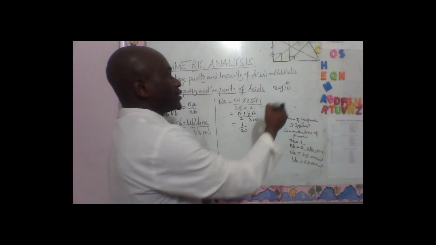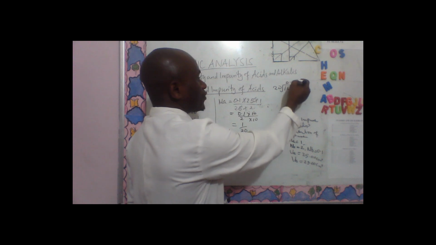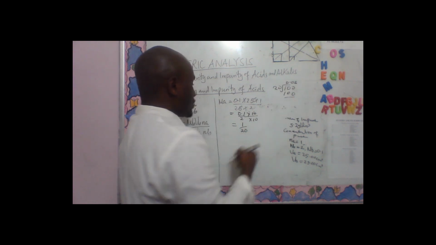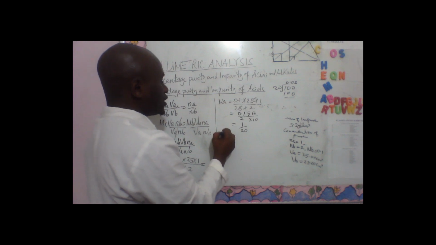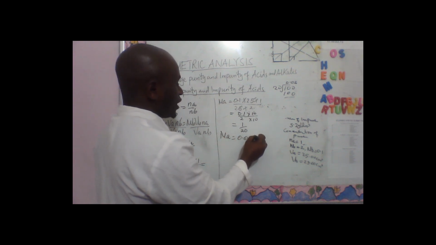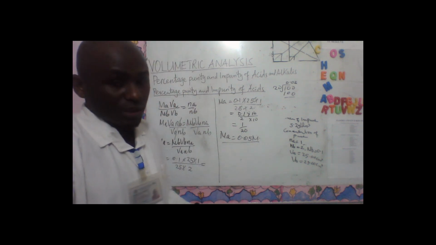Times 0, times 0 again. 100 times 5. So 5 times 0 is 0. 5 times 2 is equal to 10. So the molarity of acid is equal to 0.05 M. This is the molarity of acid. So here we have been obtaining the molarity of acid.